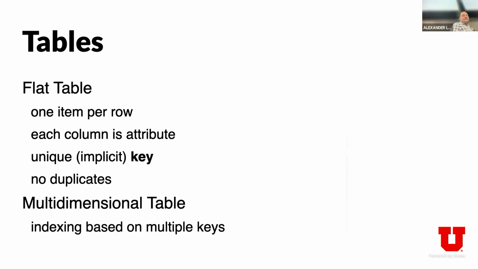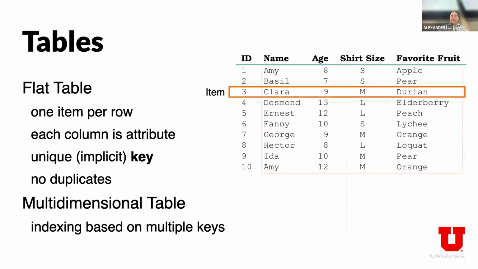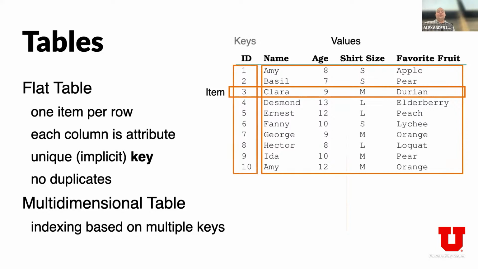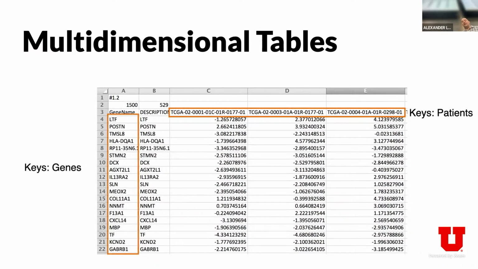And then we have multi-dimensional tables where we index based on multiple keys. So here's our flat table that we have. We have our item again, and then here we have our values. And at the beginning here, we have an explicit ID. So that is the key here. So here we don't need the implicit row number, but we have an explicit key. We can also have multi-dimensional tables. So here in this table, we have two keys. First we have a key for patients, and then we have a key for genes. And so this could be a gene expression data set.